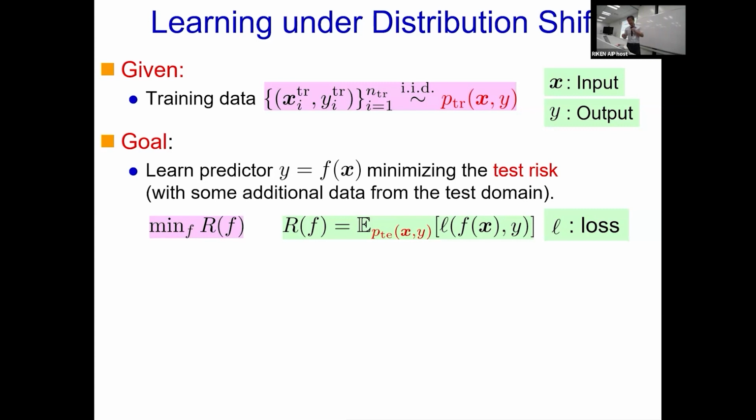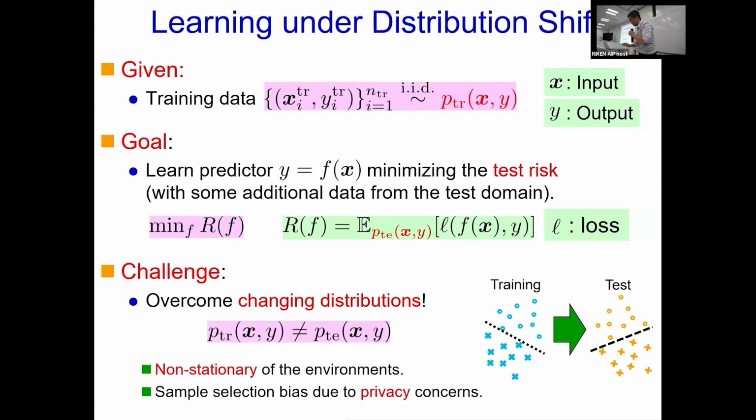distribution. In practice, we may have some additional data besides the training data, but I will talk about it later. Then we want to minimize this test risk with respect to a classifier or predictor f. The technical challenge here is to overcome changing distributions, because often the training and test distributions are not the same in practice.